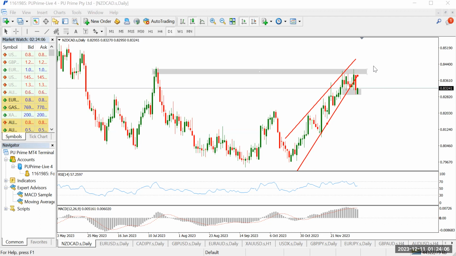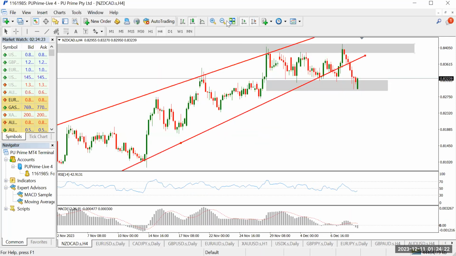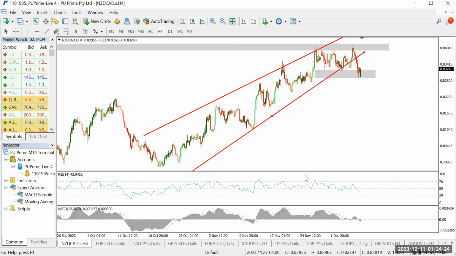All right, so New Zealand CAD on daily time frame, we can see price has hit a resistance zone up here, and we have a rising wedge likewise. If we flip down to the 4-hour time frame, we still have that rising wedge, and we have a minor support zone. So anytime price breaks out below this support zone, we're going to see a bearish breakout on New Zealand CAD. So I'm bearish biased for New Zealand CAD this week.